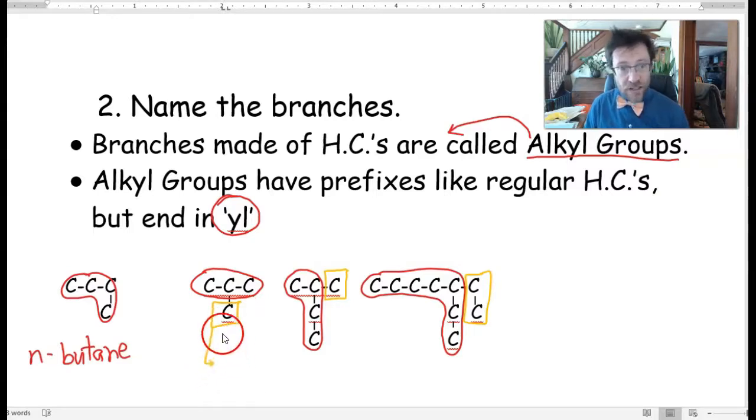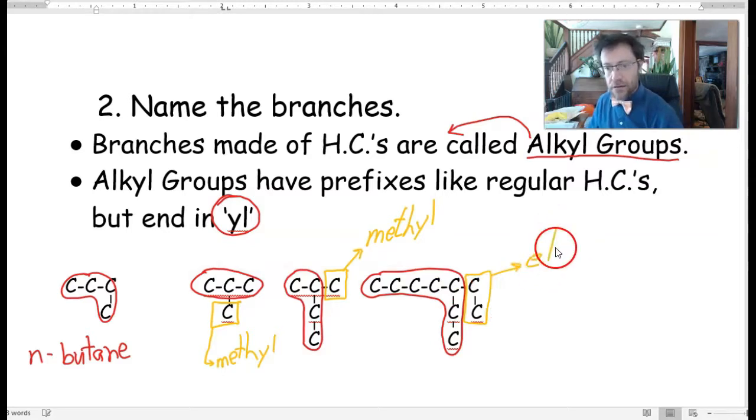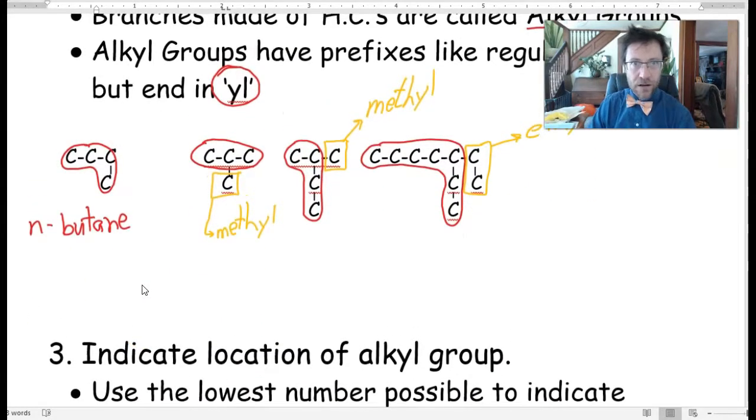So this alkyl group has one carbon, so that's meth. And since it's a branch, it ends in YL. That's how you name that branch. Now this one has one carbon, right? And it's a branch, so YL. That's how you name the branch. This branch has two, meth, eth, and it's a branch, ethyl. Right? So these two are methyl groups. This is an ethyl group. You see how there's no group there? So that one's done. N for nothing.